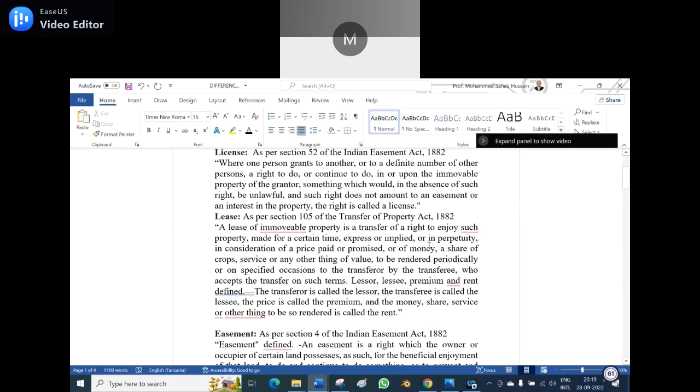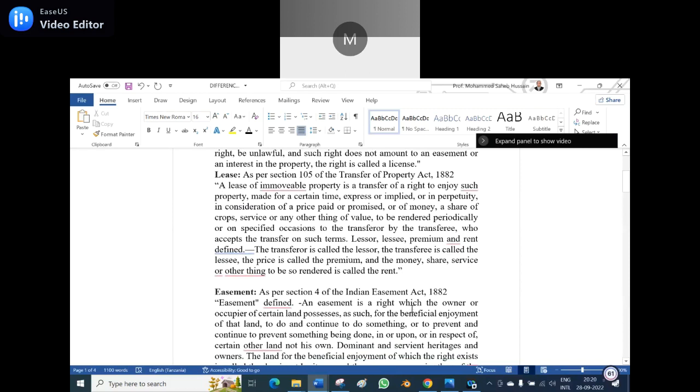Now let us see the lease. The lease is, as per Section 105 of the Transfer of Property Act 1882, a lease of immovable property is a transfer of a right to enjoy such property, made for a certain time, express or implied, or in perpetuity, in consideration of a price paid or promised, or of money, a share of crops, service, or any other thing of value to be rendered periodically or on specified occasions to the transferor by the transferee, who accepts the transfer on such terms. The transferor is called the lessor and the transferee is called the lessee. The price is called the premium, and the money, share, services or other things so rendered is called rent.